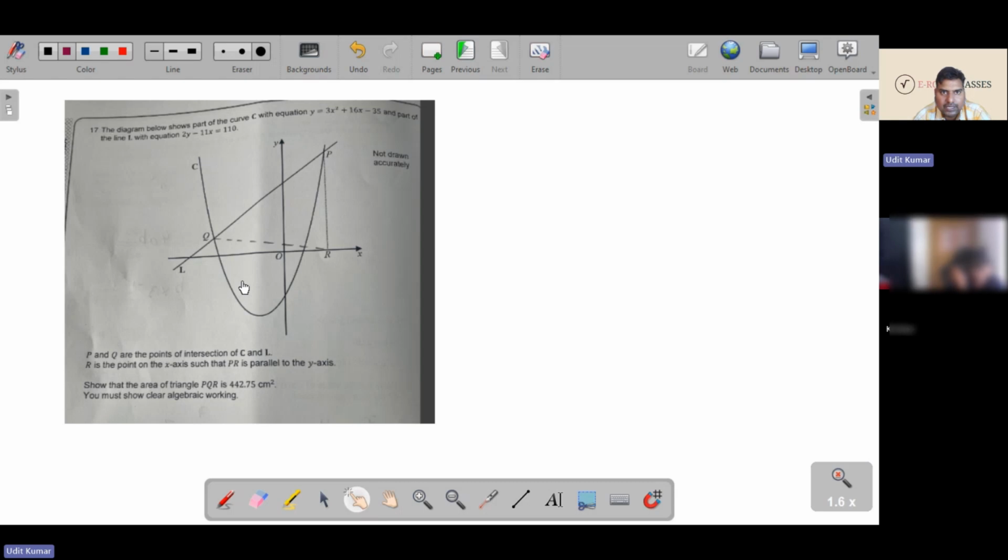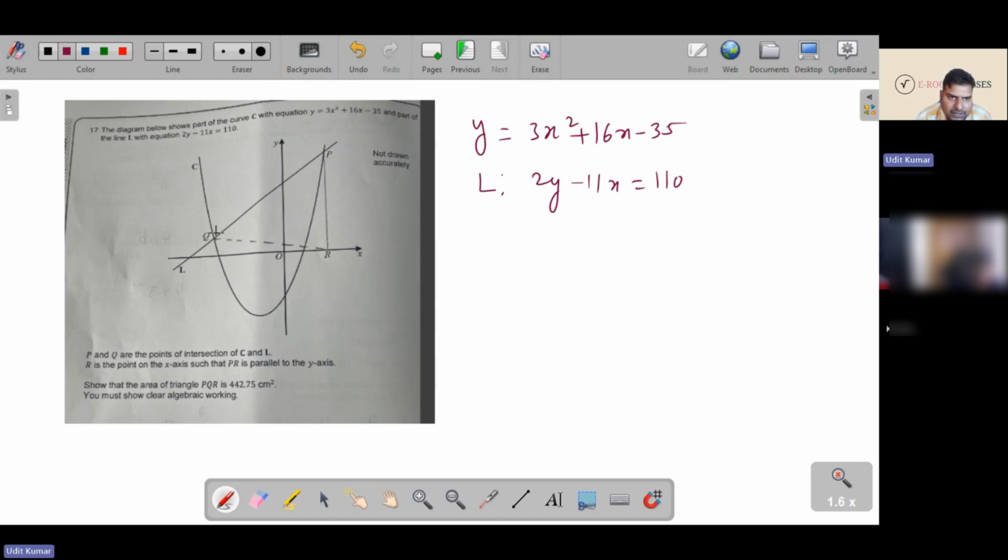The equation is y equals 3x squared plus 16x minus 35. And part of line L is given with equation. The equation of L is also given, which is 2y minus 11x equals 210. P and Q are points of intersection of C and L. Point P, this point and this point, P and Q.